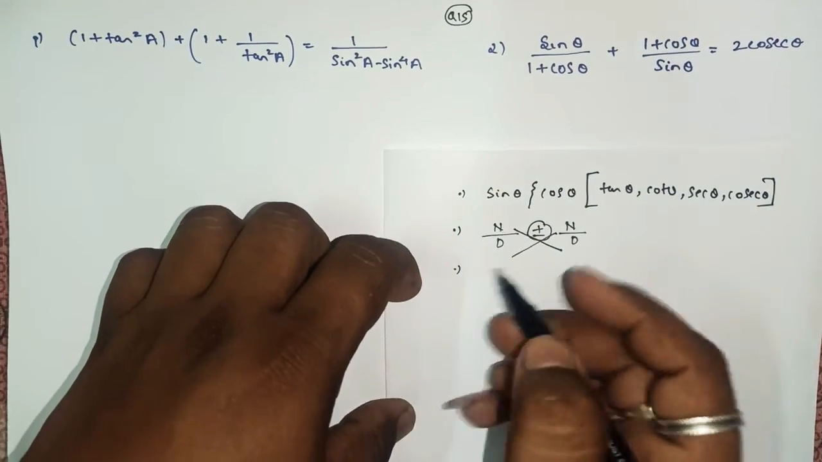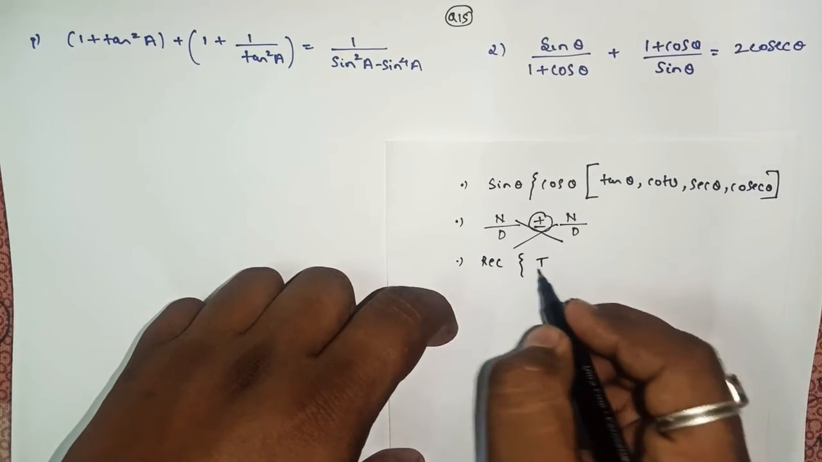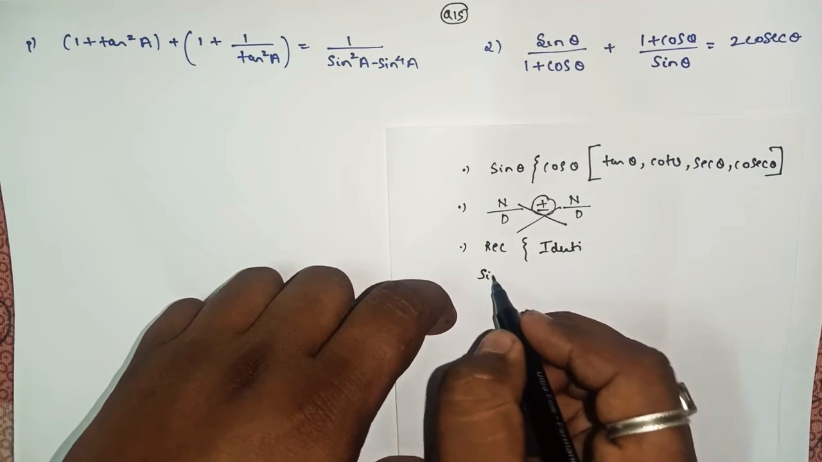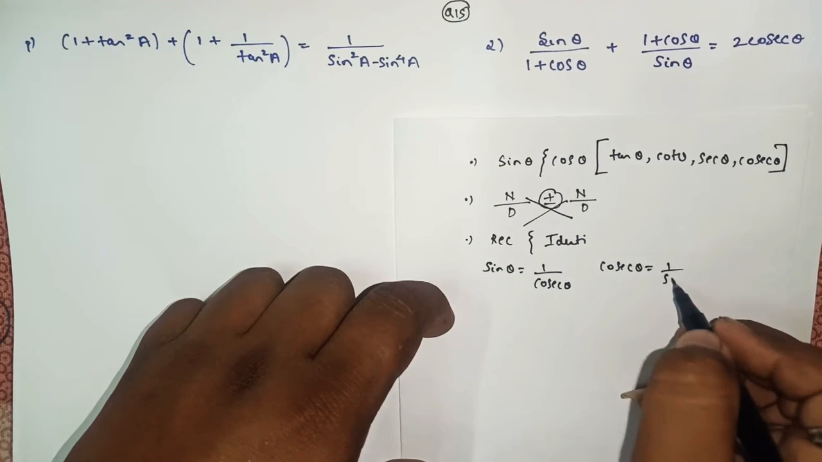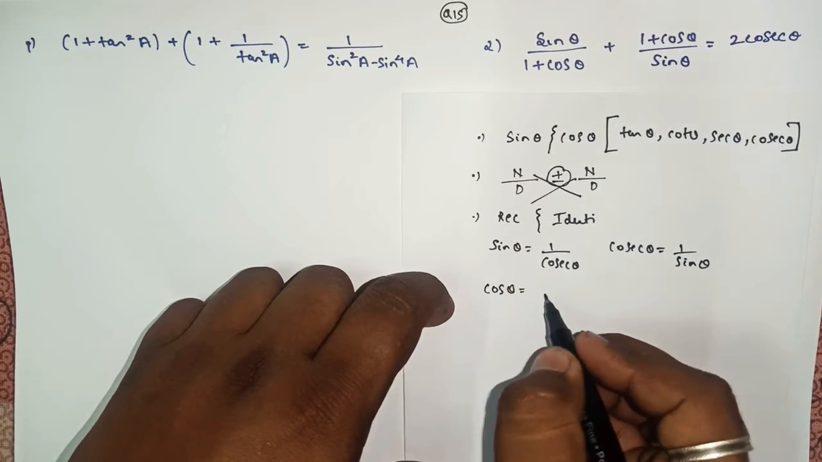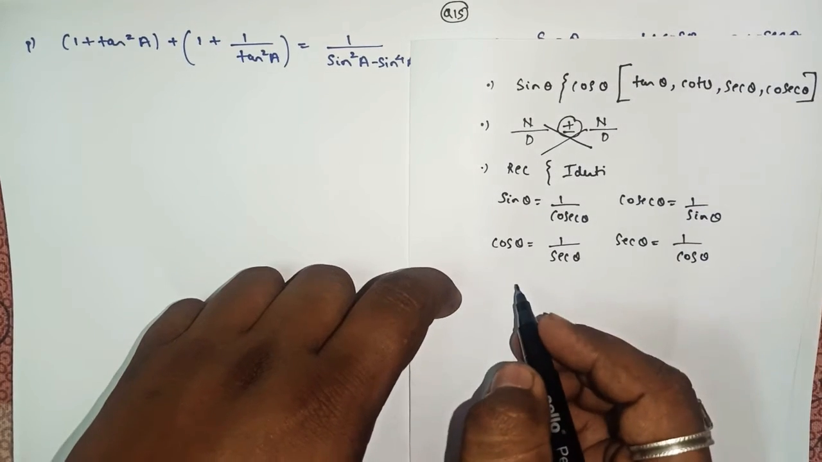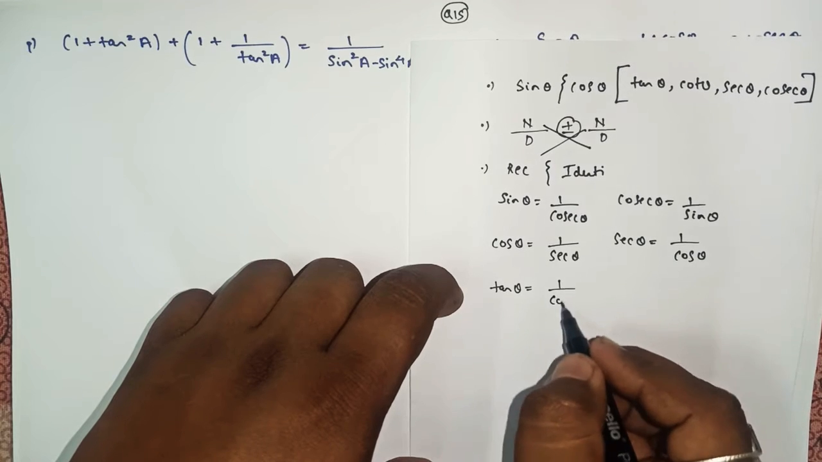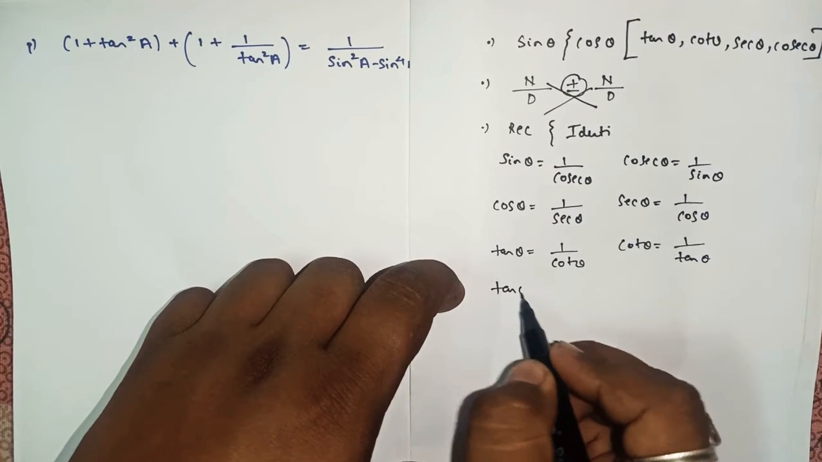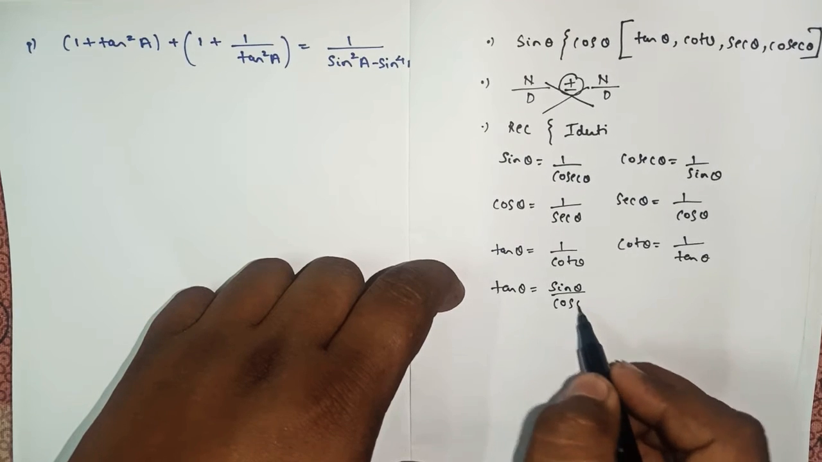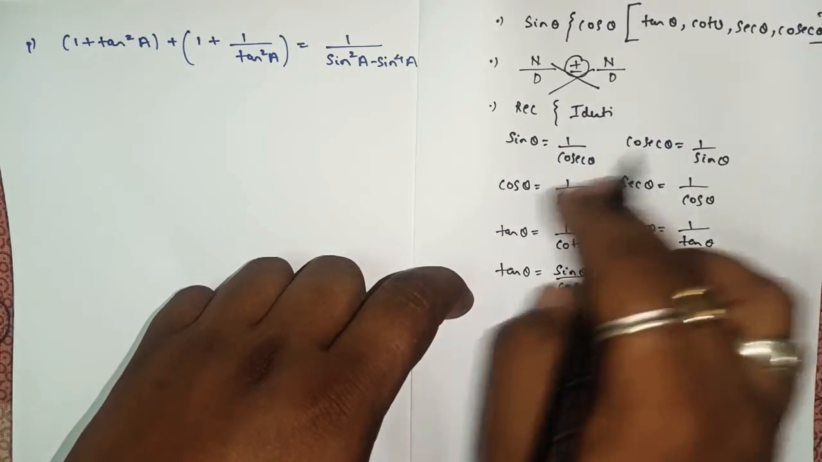Point number 3, you must know to apply the suitable formula: when to apply the reciprocal formula, and when to apply the identities formula. So reciprocal formula means what? Sine theta equals 1 upon cosec theta. Cosec theta equals 1 upon sine theta. Cos theta equals 1 upon sec theta. Sec theta equals 1 upon cos theta. Tan theta equals 1 upon cot theta, and cot theta equals 1 upon tan theta. Then tan theta equals sine upon cos, and cot theta we can write as cos theta upon sine theta. So these are the reciprocal formulas.